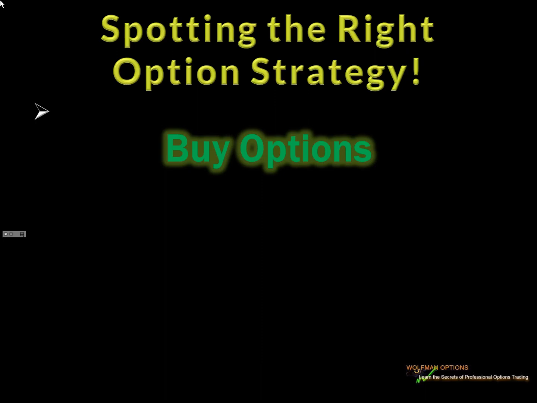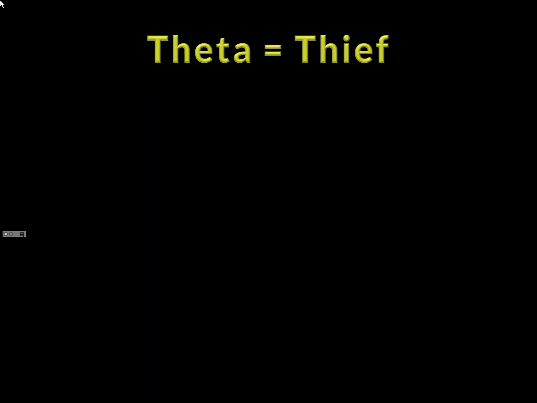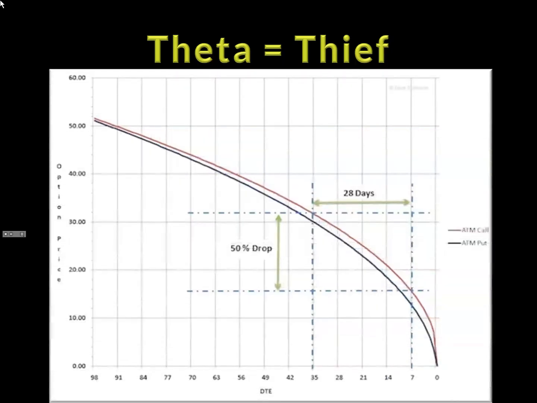Because there is a thief that is coming to pick your pockets, and that thief is called Theta, all right? And it's another Greek. Just think of the thief as the Theta, or the Theta is the thief, right? Because it comes in and nickels and dimes your portfolio if you're buying options. And you can see that really inside of this 35 days to expiration, it gets more aggressive.